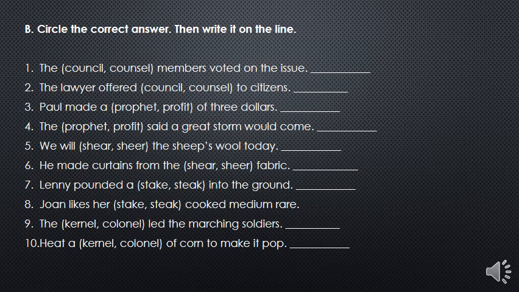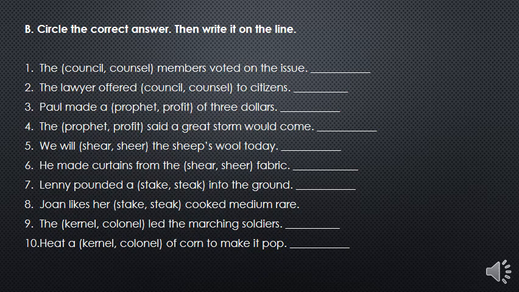Let's see these. The council members voted on the issue. So people are voting. It means the council, the first one, okay. The lawyer offered counsel to citizens. Counsel means he offered them a certain opinion or a certain idea. Paul made a profit of $3. This is profit, because it's related to money. The prophet said a storm would come, okay? A great storm would come. So the prophet means the prophet, Nabi.